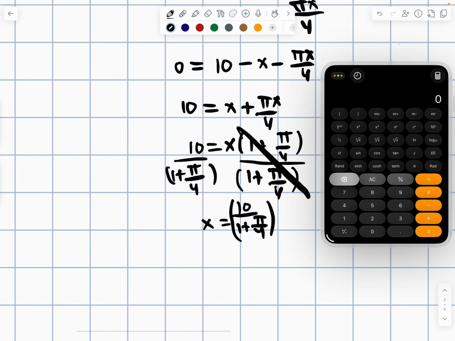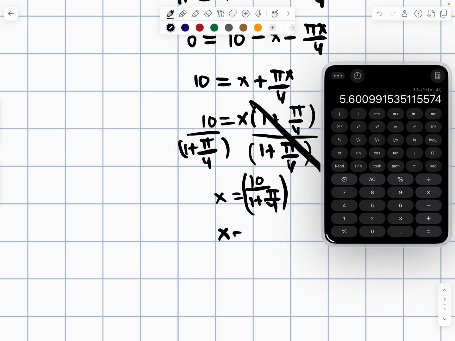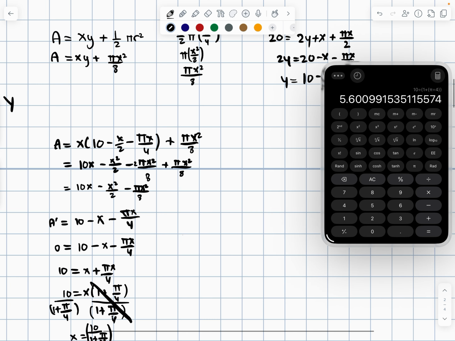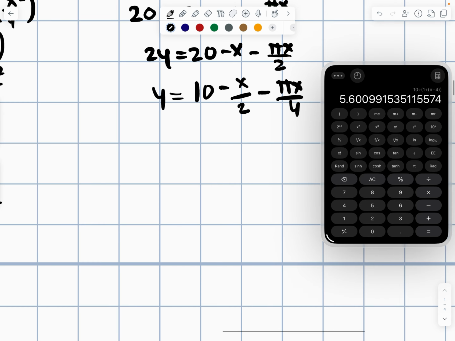If we do this on our calculator here, let me just do it real quick. 10 divided by 1 plus pi by 4, it's going to give us 5.6. So x is equal to 5.6 feet. Now we can just input this back into our equation with y. So y is equal to 10 minus 5.6 divided by 2, which is 2.8.